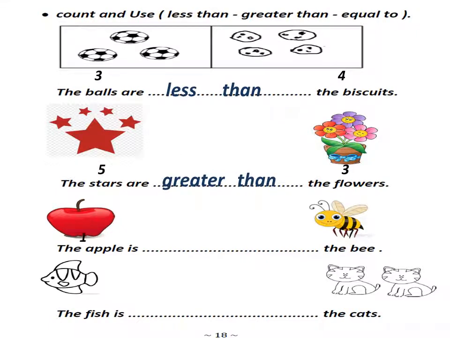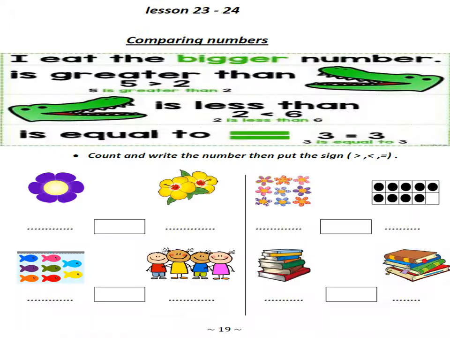Here we have 1 apple and 1 bee. So the apple is equal to the bee. And the last question here, the fish. We have 1 fish and two cats. So the fish is less than the cats.